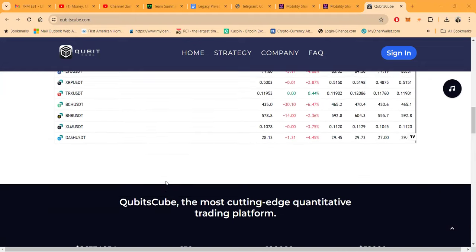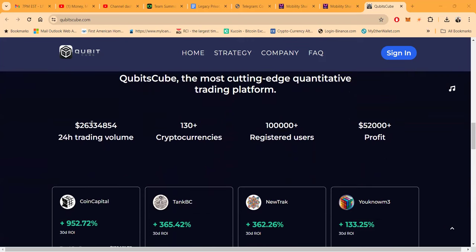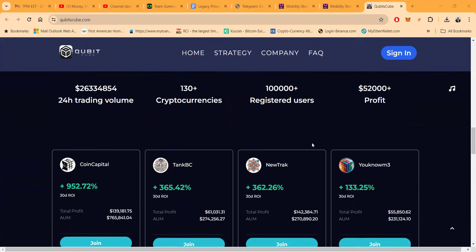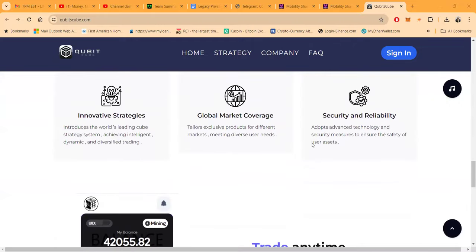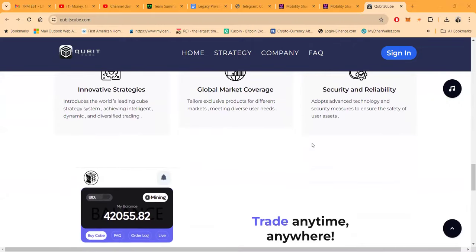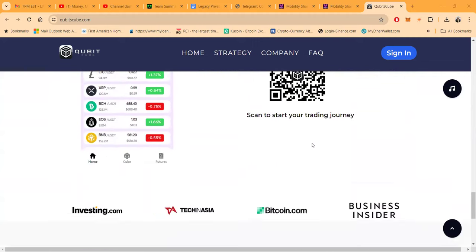So, folks, this is what it looks like. QubitsCube is the most cutting-edge quantitative trading platform. Look at all the money traded, folks. It's so big, I can't say it. It looks like 26 million, over 130 cryptocurrencies, 100,000 registered users, $52,000 in profits. Now, folks, they have innovative strategies, global market coverage, security, and reliability. And, folks, you can trade anytime.